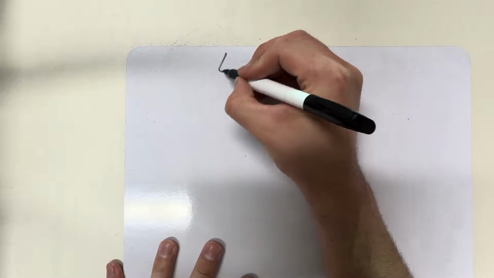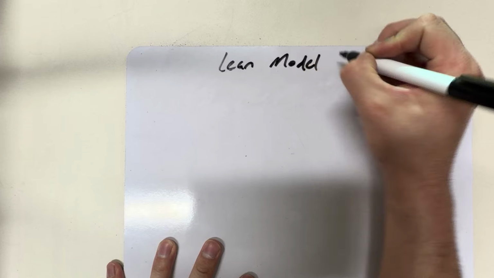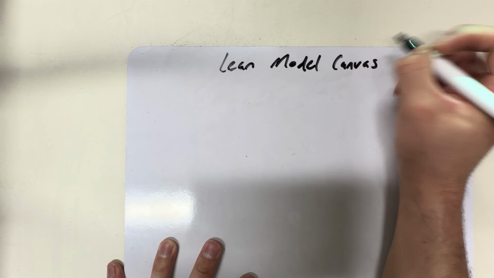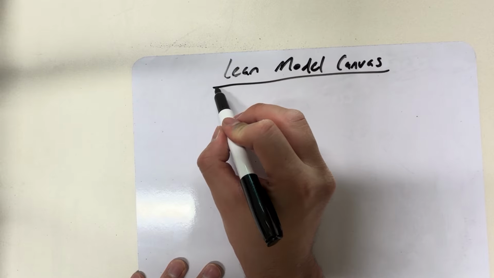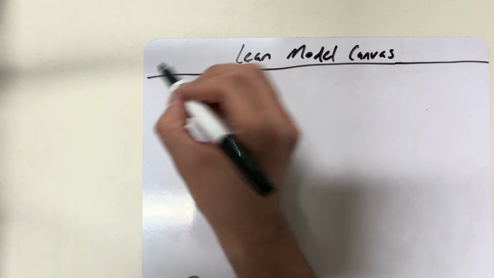So, this concept is actually called the lean model canvas, which I really like. Basically, it talks about breaking down your business into a couple important elements, right?